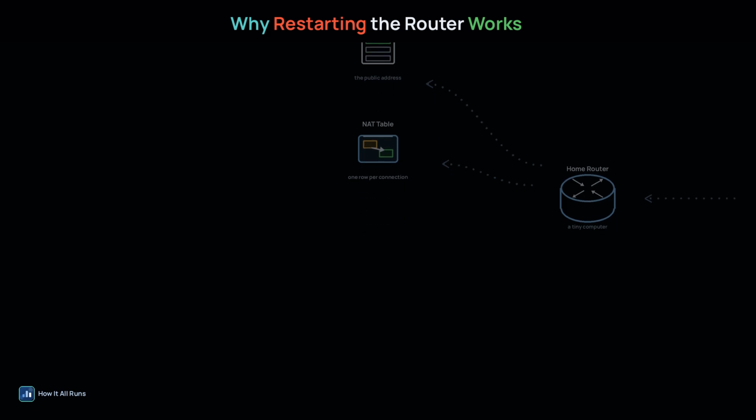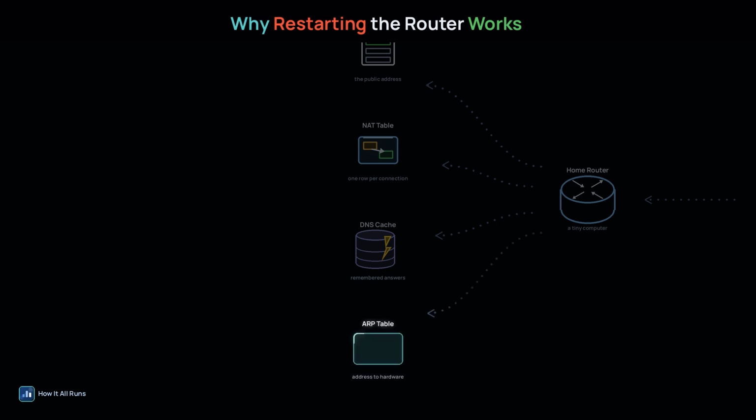The third is the DNS cache inside the router. It remembers name lookups so they are instant next time, which is wonderful right up until one of those remembered answers turns out to be wrong. The fourth is the ARP table, which maps network addresses to actual hardware addresses on your local wire. One wrong row here and frames for a device disappear into nothing at all.